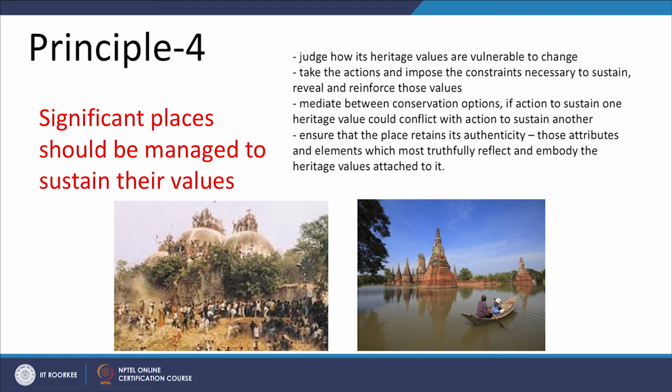Like on the left-hand side, what you see is the Babri Masjid. Now we see the heritage in conflict. On one side we are talking about the Ram Janmabhoomi, Rama's birthplace, and on the other side we are talking about the collapsed Babri Masjid. Here one identity is opposed with another identity, and that is where this is a very tricky option.